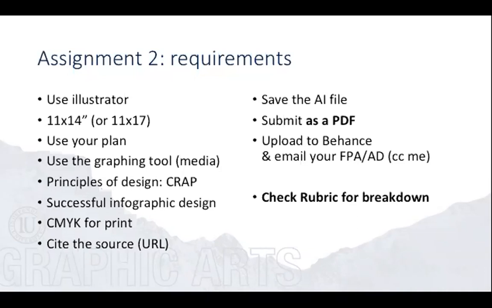Don't forget to save the AI file for your purposes. If you need to go back and revise, you need to save the native file so that you can always go back and revise for future use or revisions. Submit as a PDF. That's what you'll be submitting through Canvas for your final evaluation. And then don't forget, you need to save out as a JPEG as well. And I showed how to do this in yesterday's lecture. So if you missed that, definitely go back and review that.